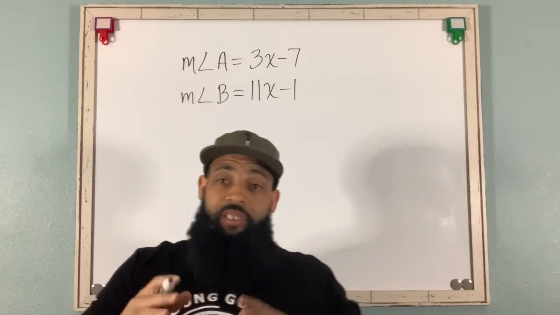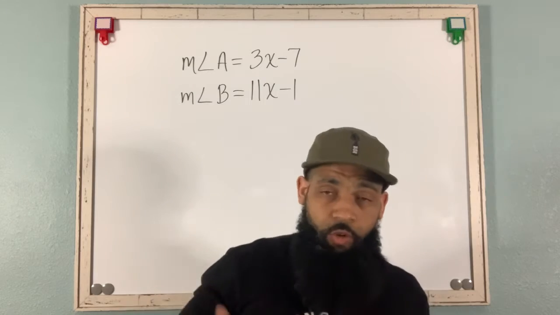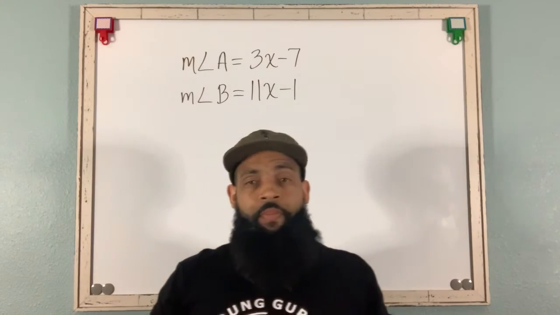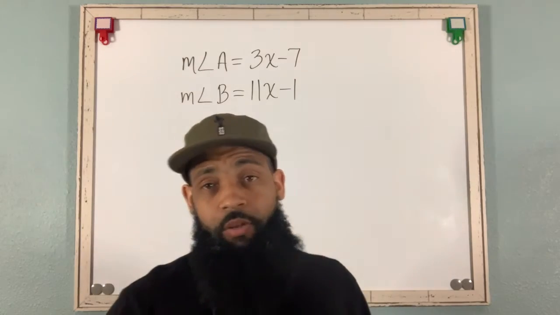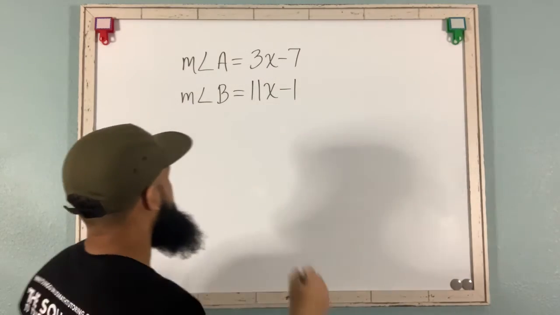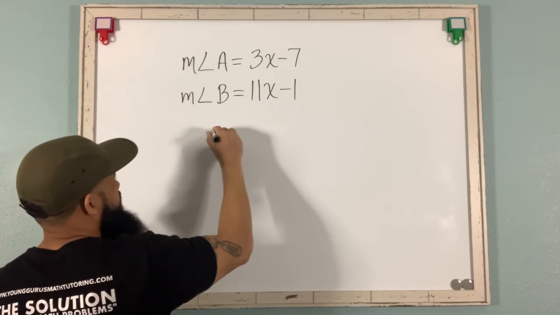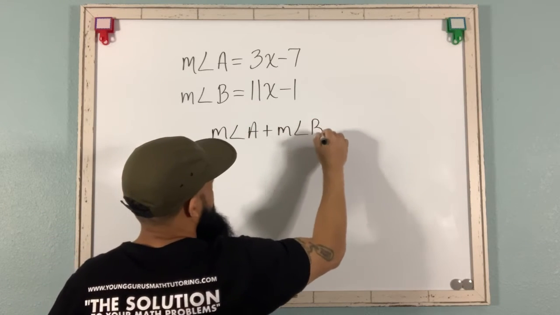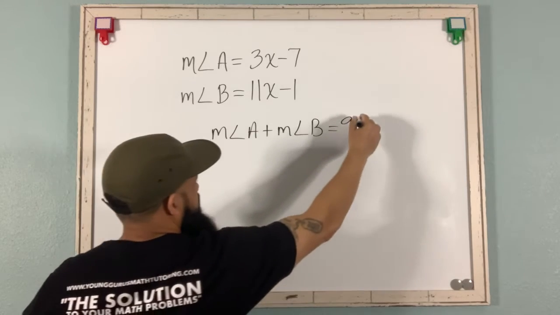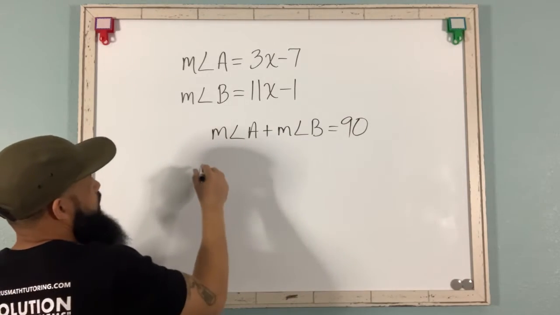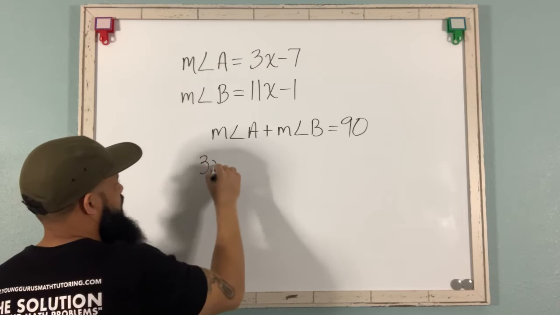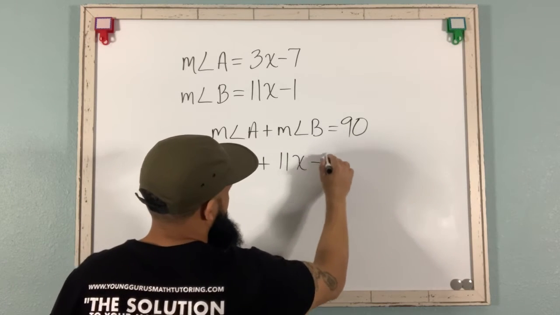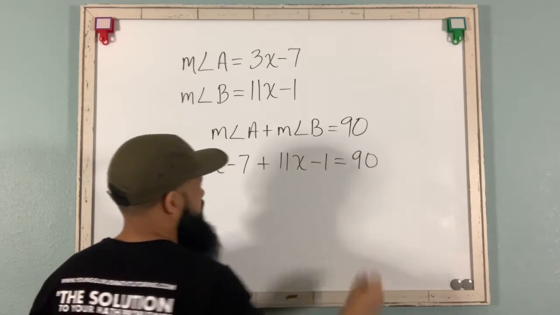In this example, I have the same scenario. I'm given the measure of angle B and the measure of angle A in an algebraic expression. But I do know that they're complementary angles. So I simply take the sum. So basically what I have is the measure of angle A plus the measure of angle B equal 90. Well, all right, angle A is 3x minus 7. So I have 3x minus 7 plus 11x minus 1, and that equals 90.